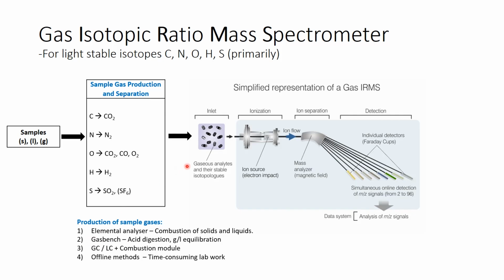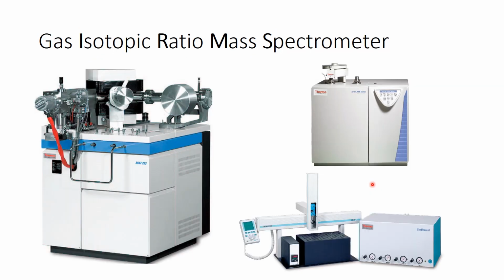The sample gas will enter the instrument. It will be ionized by shooting electrons on the gases. The ions will then be separated in the magnetic field and then detected individually through different Faraday cups in the detectors. And this is how it looks in real life. We have an elemental analyzer, we have a gas bench, and the mass spectrometer with the ion source, the magnet for separating the ions, as well as the detectors.